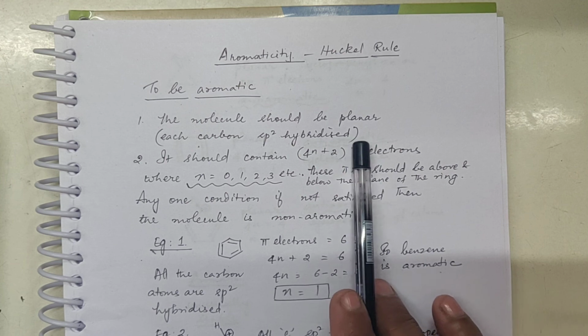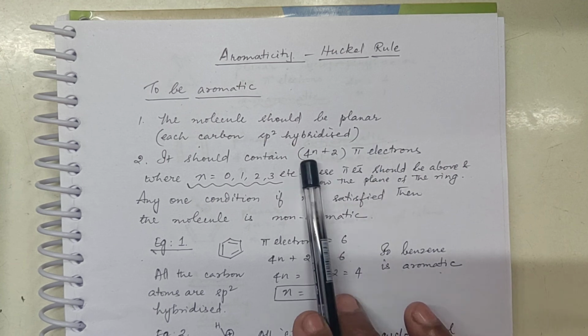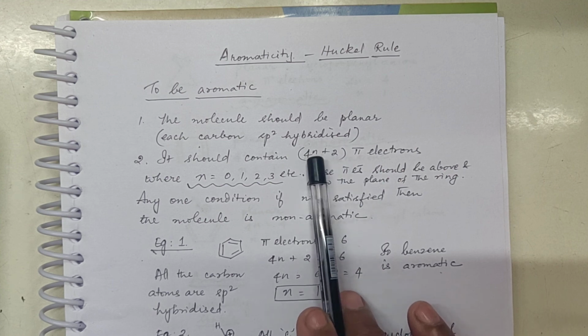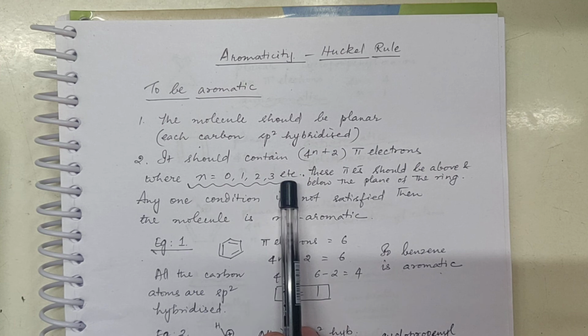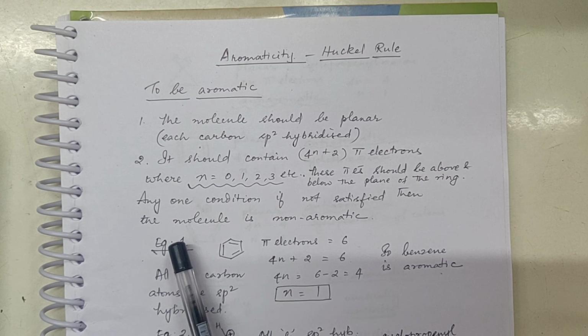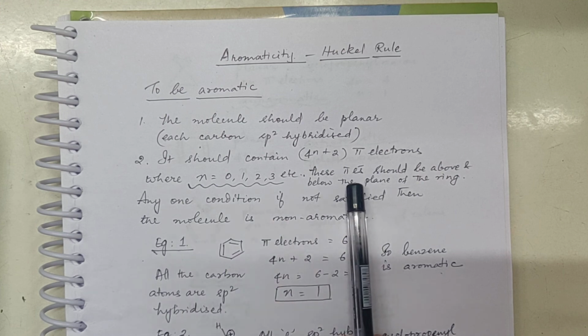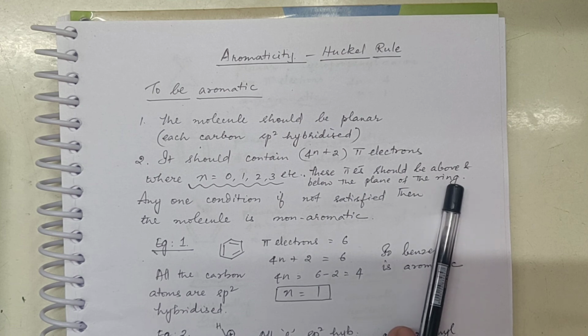Now, when you know how many pi electrons are there in that particular compound, you equate it to this 4n plus 2 and derive the value of n from that. If it comes to be, say, 0, 1, 2, 3, etc., then the substance is said to be aromatic. Okay? And these pi electrons should be above and below the plane of the ring, like how we saw the structure of benzene, right?